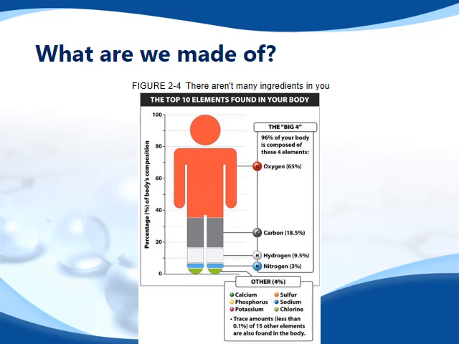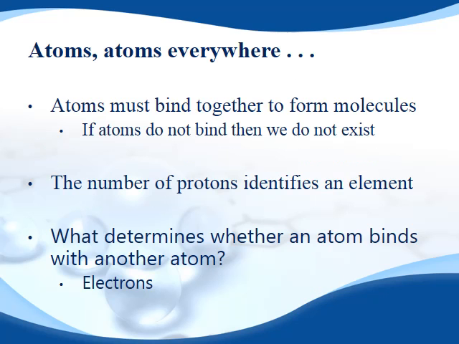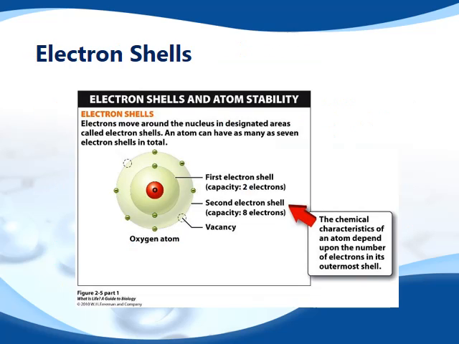An atom's electrons determine how and whether the atom will bond with other atoms. Atoms must bind together to form molecules. If atoms do not bind, then we do not exist. The number of protons identifies an element. What determines whether an atom binds with another atom? The answer is electrons.